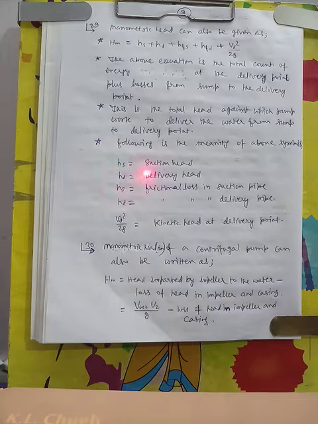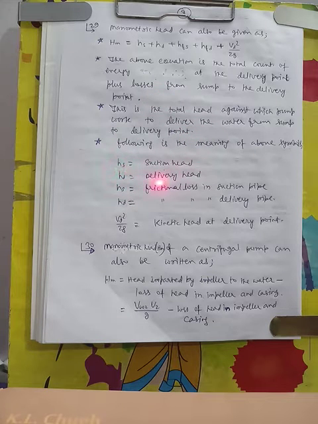Here I have written all the points. HS is equal to, the above equation is the total count of energy at the delivery point plus losses from the sump to the delivery point. This is the total head against which the pump works to deliver the water from sump to the delivery point. And these are all the points I have already explained.